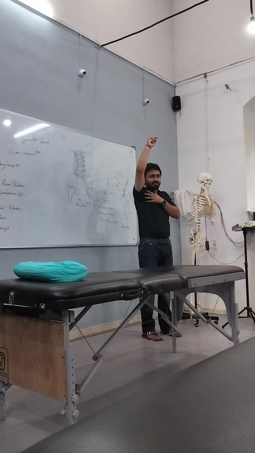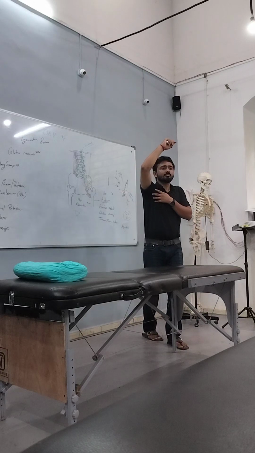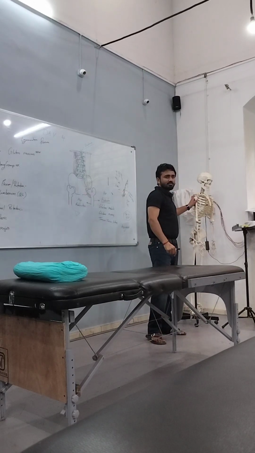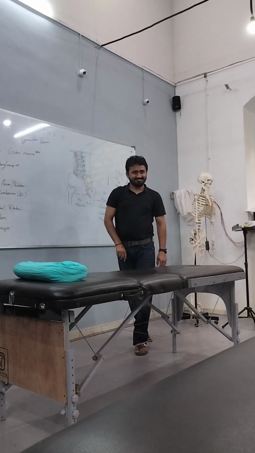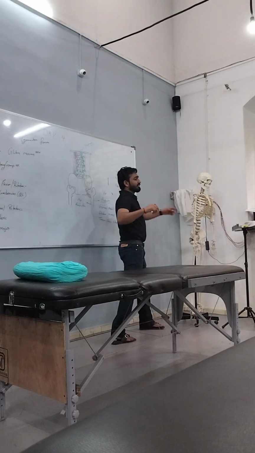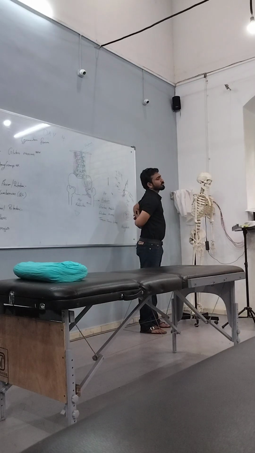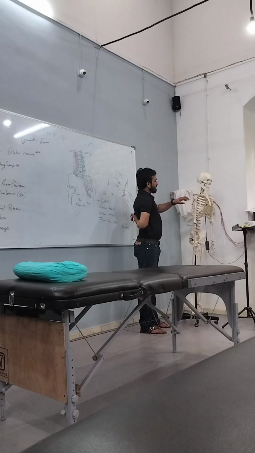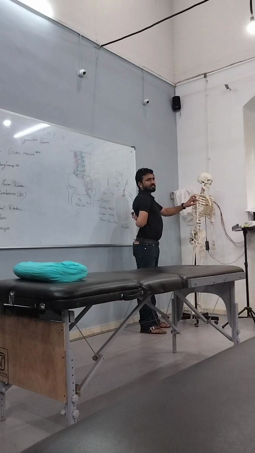For flexion. What's the bone called again? Hmm? What's the bone called? Which one? This one? Yeah. Femur bone. Okay.